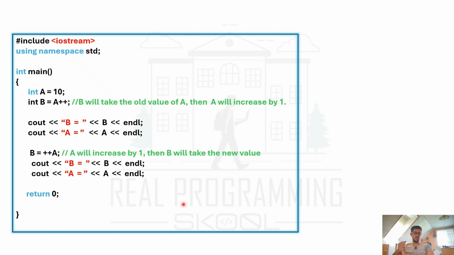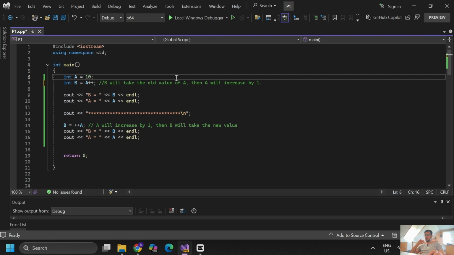And now let's go to Visual Studio and run this program to understand it more. All right, this is our program. We have integer a equal 10, integer b equal a++. We put the increment operator after the variable a, so what's going to happen? The compiler first will assign the old value of variable a, which is 10, to variable b, and then a will increase by 1, so a will be 11. So if I run it now, b will be 10 and a will be 11, because the compiler increases a after assigning the old value of a to b.